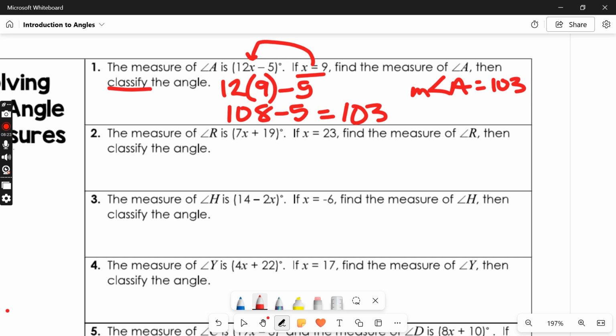And then the classifying part. Classifying is acute, which is less than 90, right, which is equal to 90, obtuse, which is greater than 90, or straight, which is 180. This one is greater than 90, so we say it is obtuse.